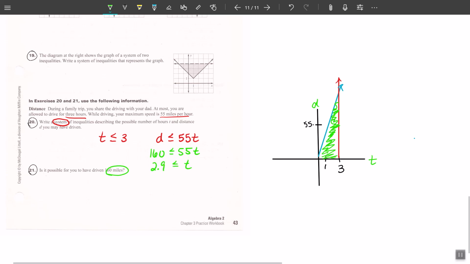Well, t is your hours, how long you drove. So if you only drove 2.9 hours, then you stayed within this limit here, this 3-hour limit. So the answer is yes. Yes, it would be possible for you to have driven that long.